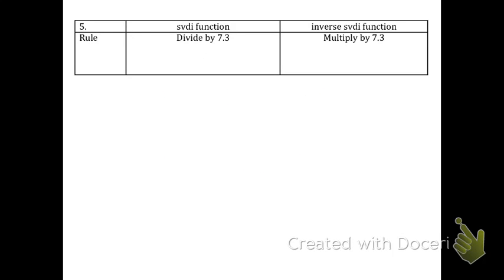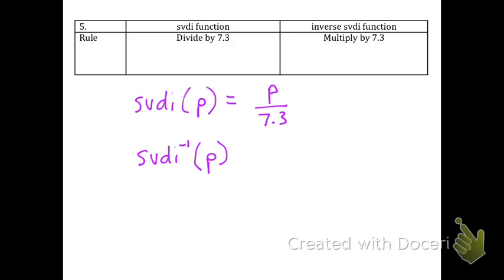Alright, next thing, the SVDI function. Let's use P this time, and we're going to divide by 7.3. So we'll do P divided by 7.3. And then for the inverse SVDI function, it'll be multiply by 7.3. The way you can show multiplication with a variable is just put the number right next to the variable.